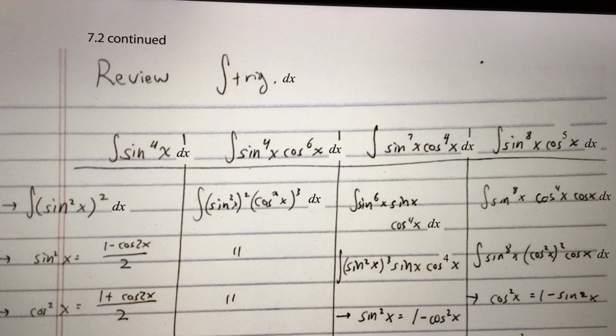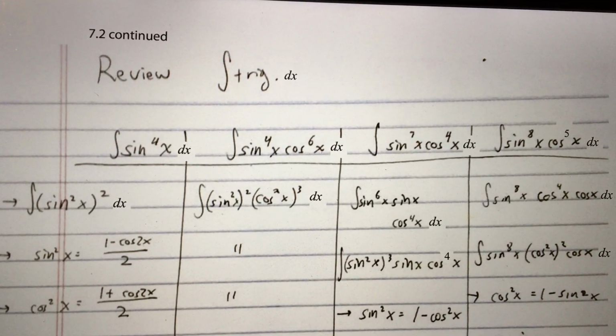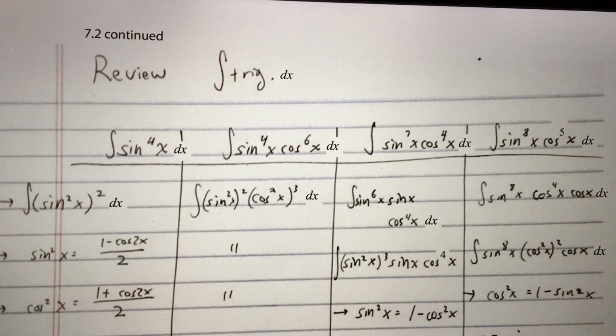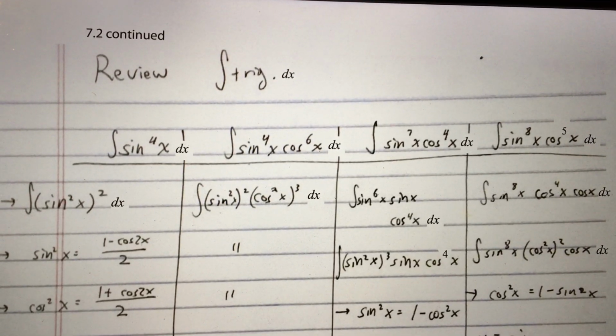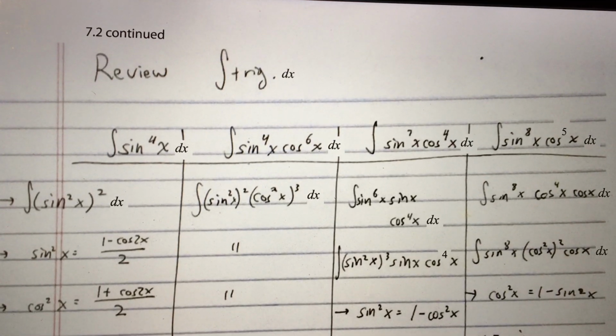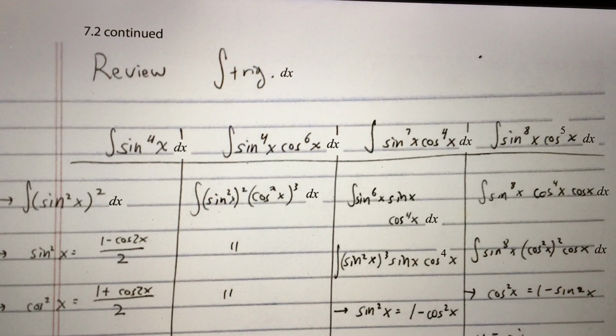The first two columns are basically review. The method for doing them is just using trig identities. So it's whenever you have sines and cosines multiplied together and even powers. So a sine to the 4, or a sine to the 4 and a cosine to the 6.